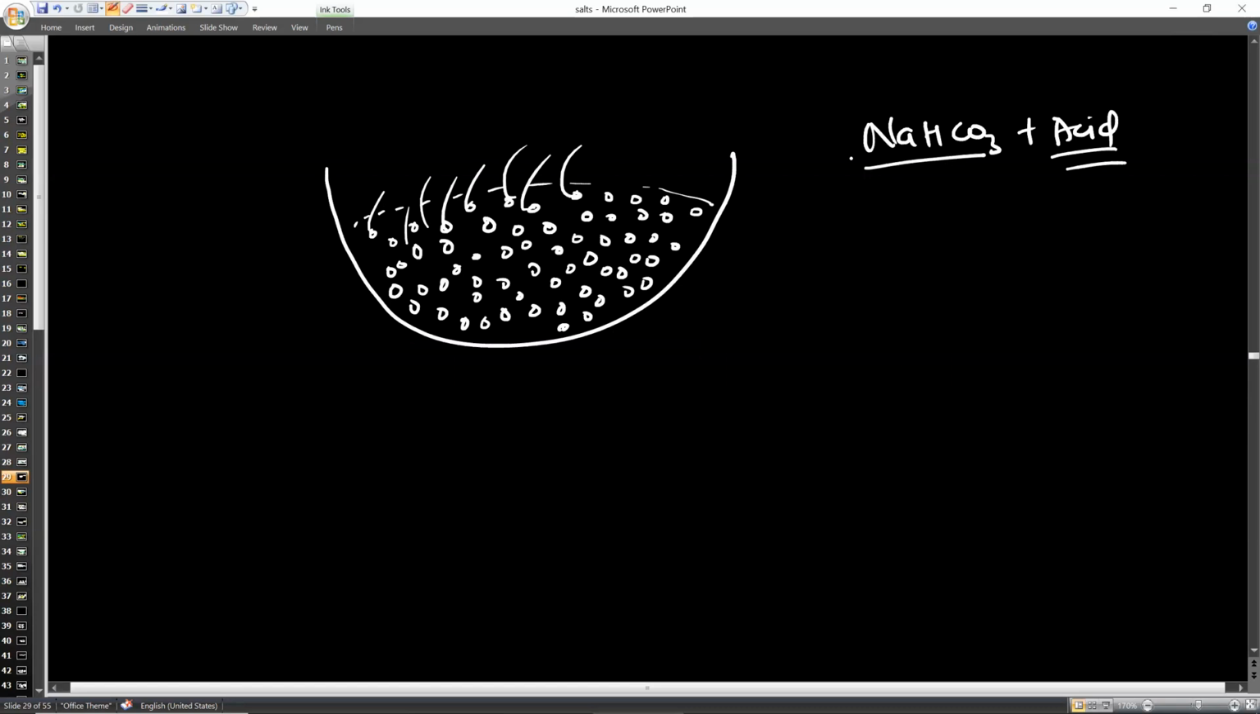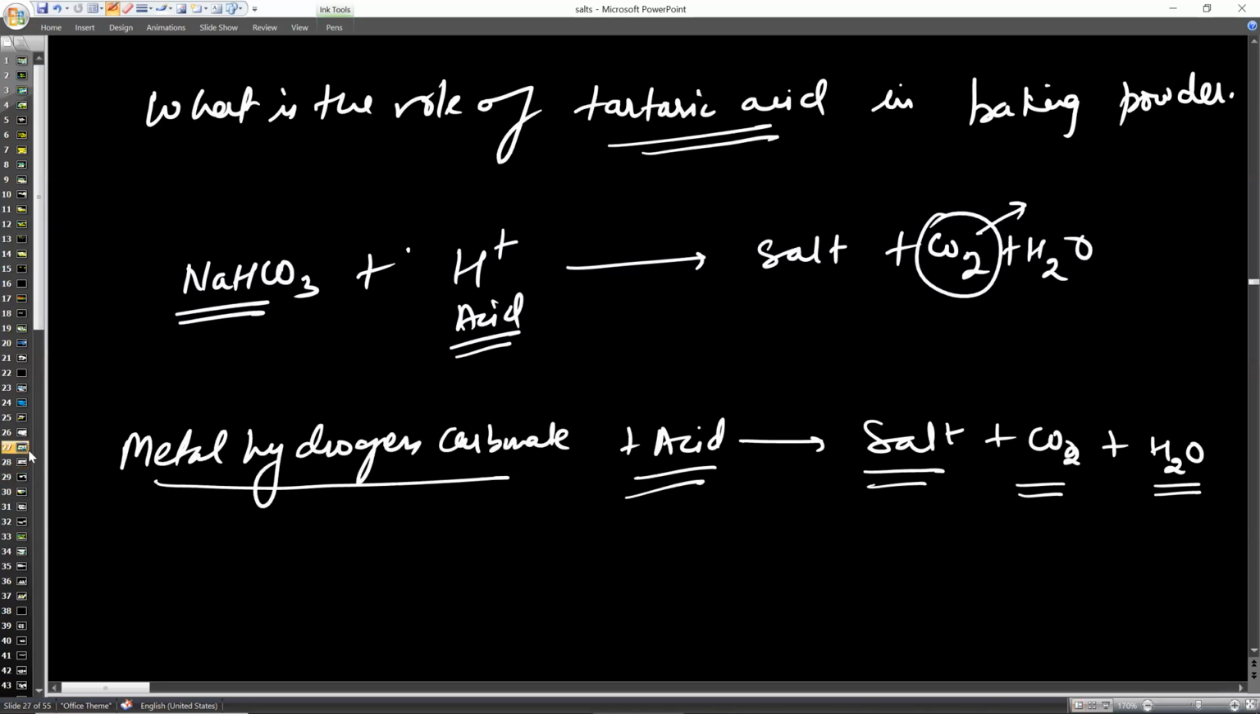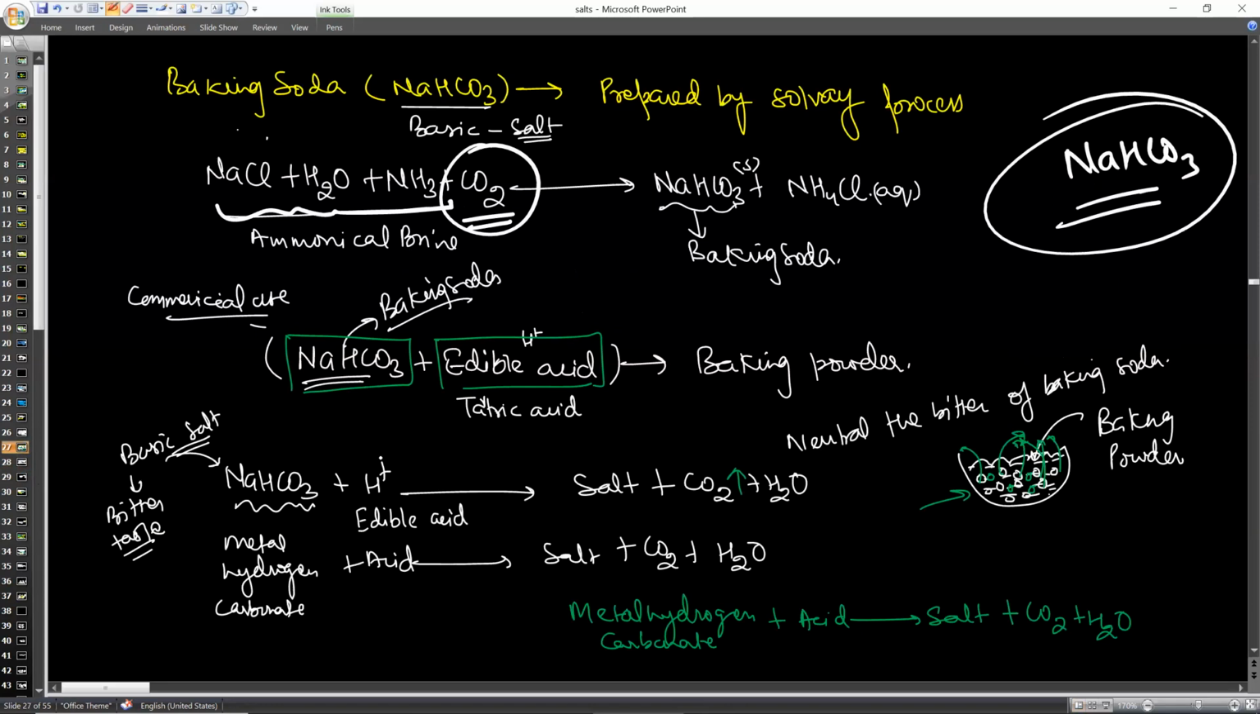Now, what is going to happen? When this sodium hydrogen carbonate reacts with acid, what will it give you? It will give you salt plus carbon dioxide plus water, and this carbon dioxide will help in making the bread fluffy. So, what is the first role of edible acids? It helps in the production of carbon dioxide, which is used for making the bread fluffy.